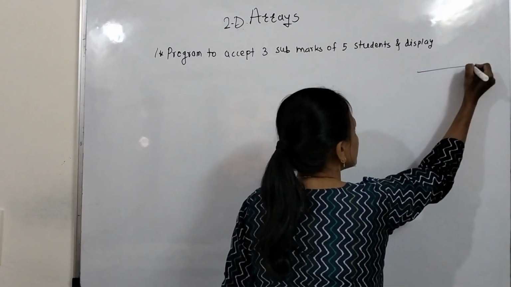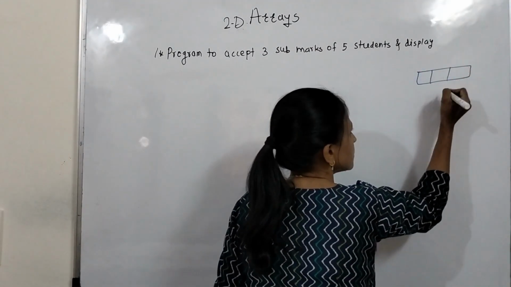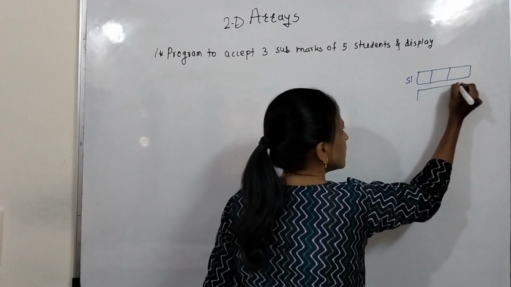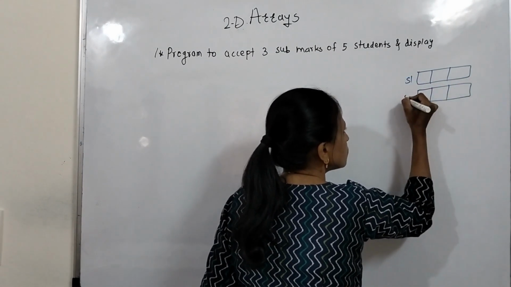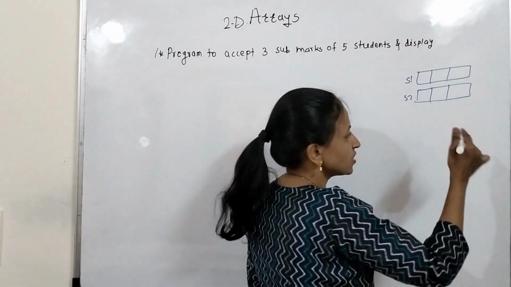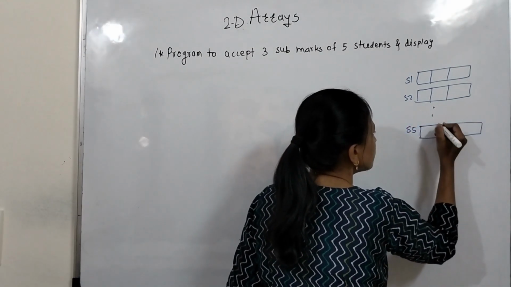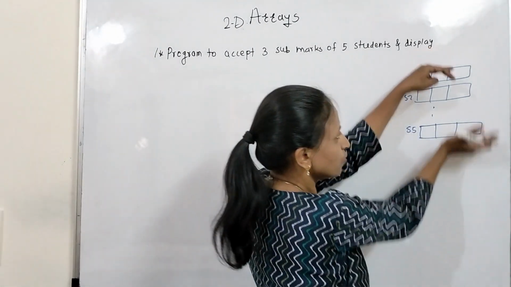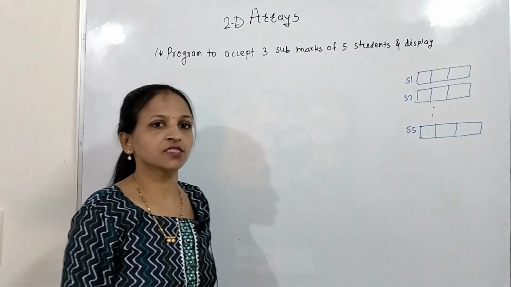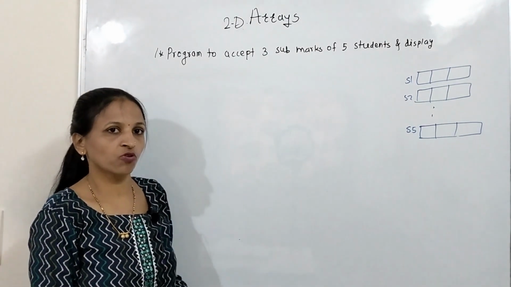First array will represent marks of first student, let it be S1. Then S2, here we have to store marks of second student. In this way, 5 students' marks we can store internally. Now we will group together all these 1-dimensional arrays and use the 2-dimensional array concept.